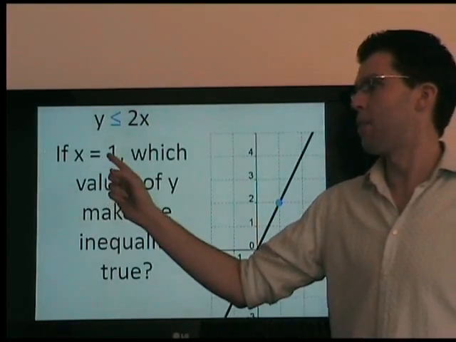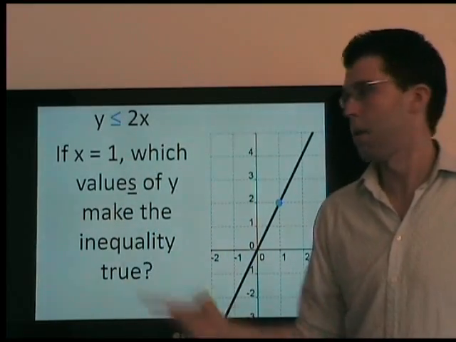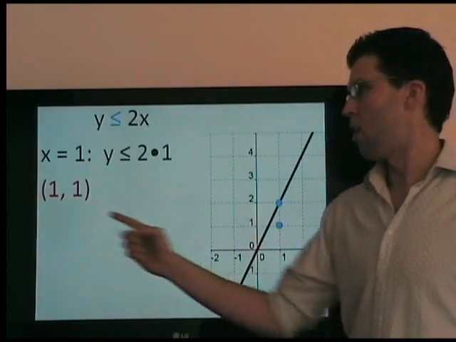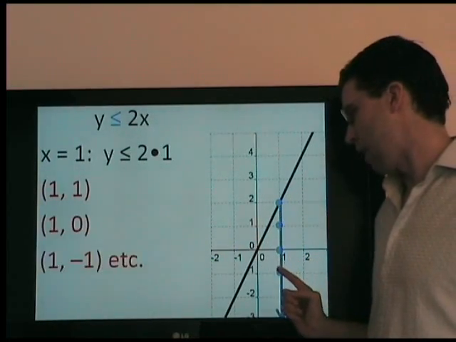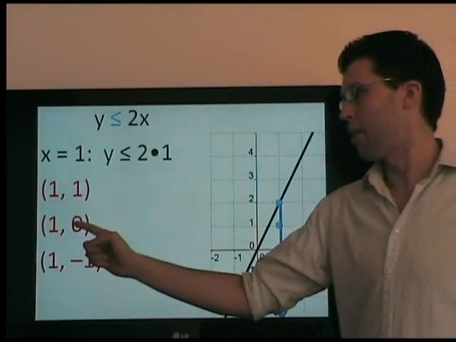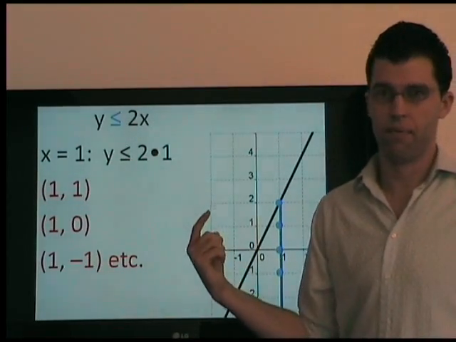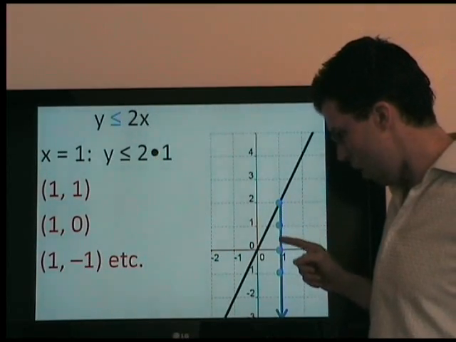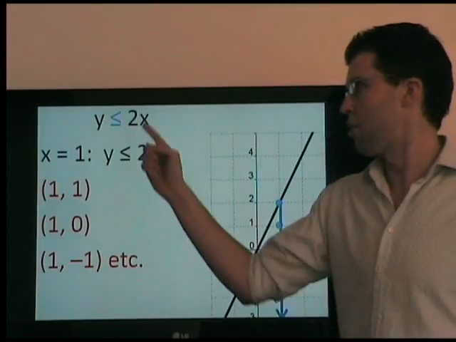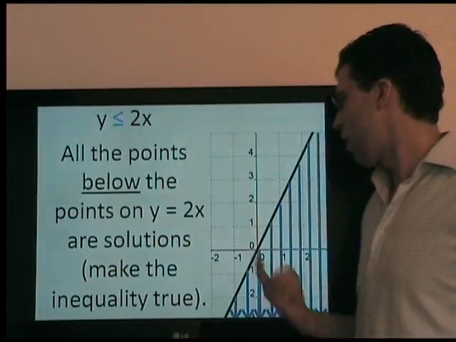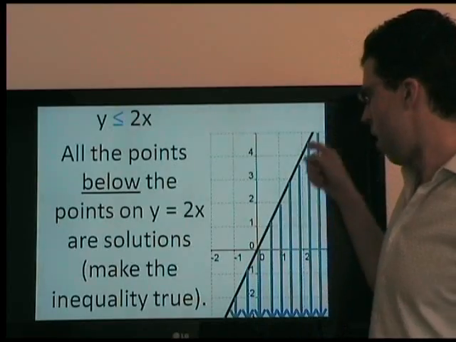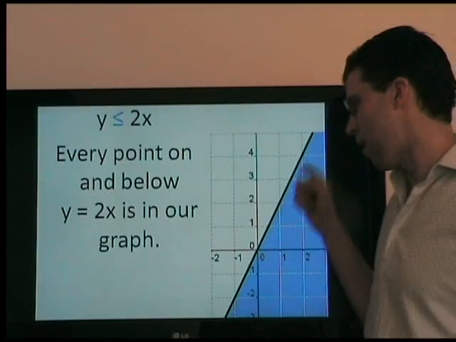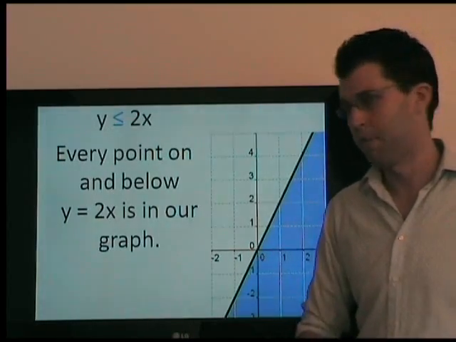Again, if x equals 1, what y values make this inequality true? Well, we know about 1, 2. What about 1, 1, and 1, 0, and 1, negative 1? All of these y values are less than or equal to 2. And in fact, all the points below 1, 2, all these points here make this inequality true. They are solutions. So our graph then is this solid line here, all the points on this line, and all the points below the line. So to graph this, we draw a solid line and we shade below.